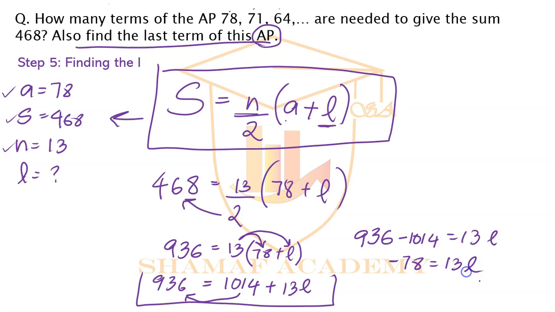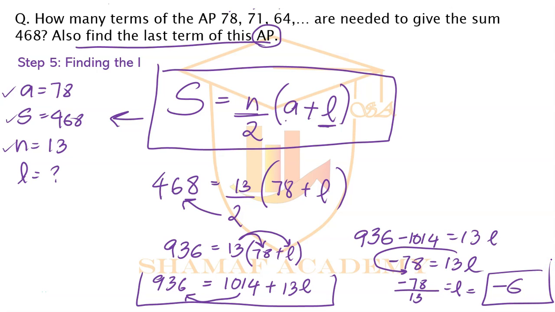We have our last calculation to do, which we have studied in the previous grades. We have studied how to work with algebraic expressions. Now as you can see, this 13L is multiplied, so if I want to find our L, I have to divide by 13. So negative 78 will be divided by 13, which gives us L, and that will give us negative 6. And negative 6 is our last term of this arithmetic progression sequence.